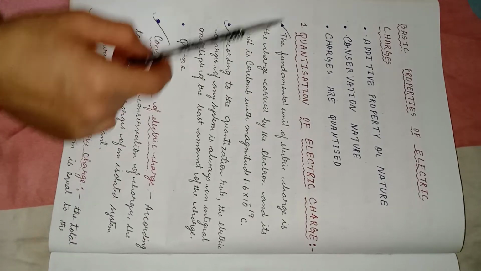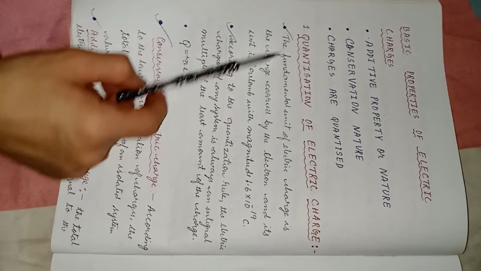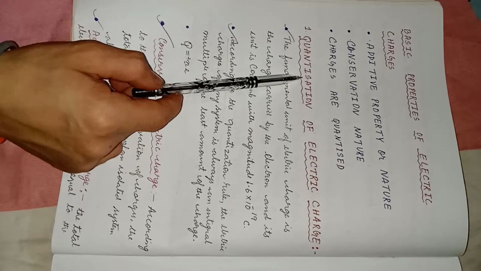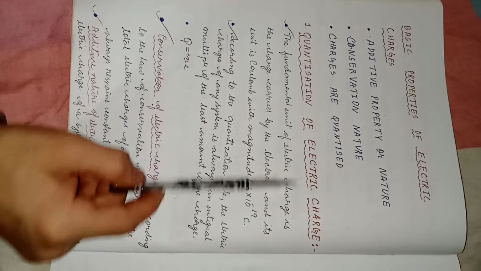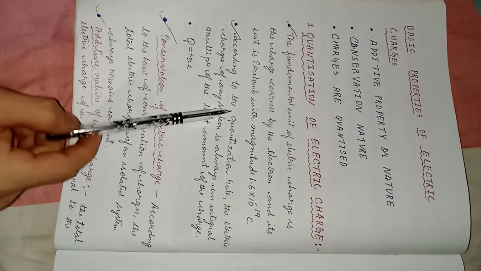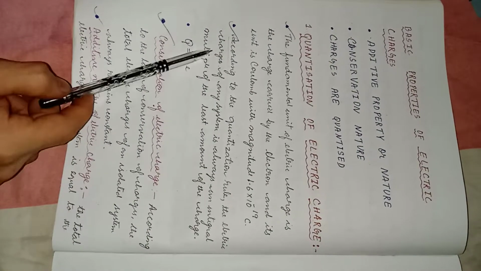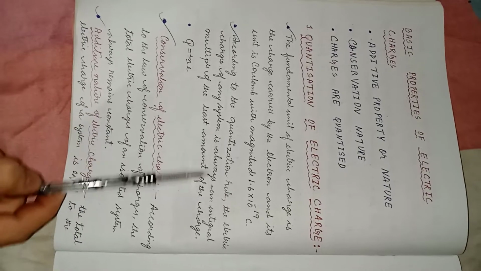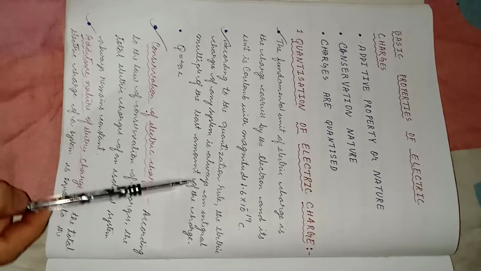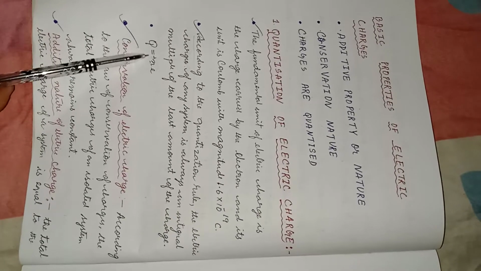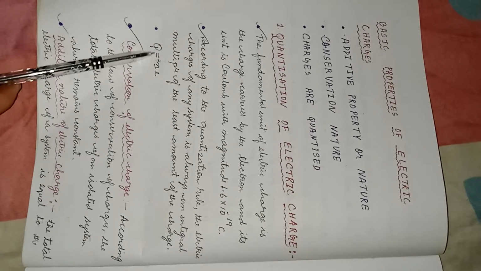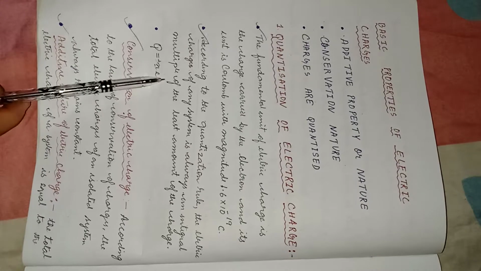Now what is meant by quantization? Quantization means the smallest part, the smallest unit. According to the quantization rule, the electric charge of any system is always an integral multiple of the least amount of charge. This expression is denoted here. So Q can be written as Q equals plus or minus Ne.